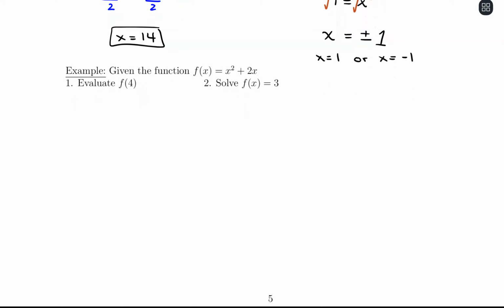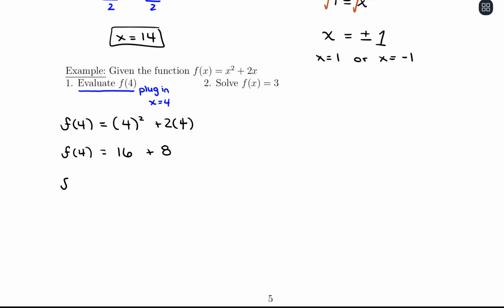So we're given the function f of x equals x squared plus 2x. So this first scenario, we want to evaluate f of 4. So that's the equivalent of saying plug in x equals 4. So f of 4 is equal to, and if we're usually taking x squared plus 2x, this is the same thing as doing 4 squared plus 2 times 4 if we're evaluating f of 4. So 4 squared is 16 plus 2 times 4 is 8. So f of 4 is going to come down to 16 plus 8, which is 24.